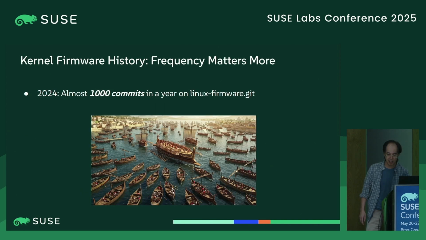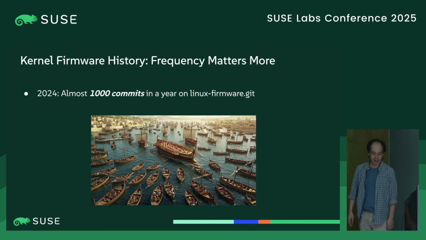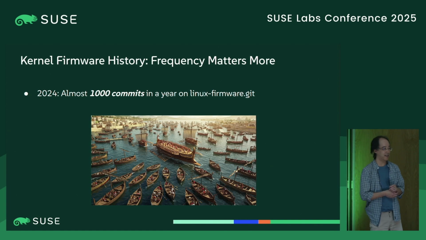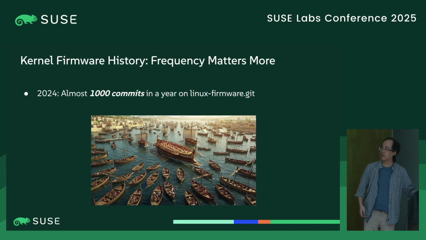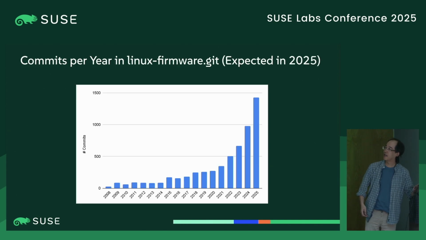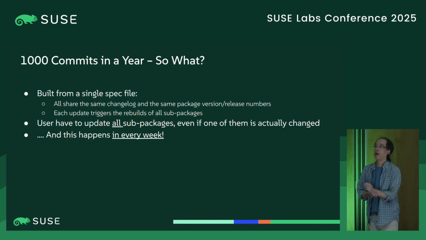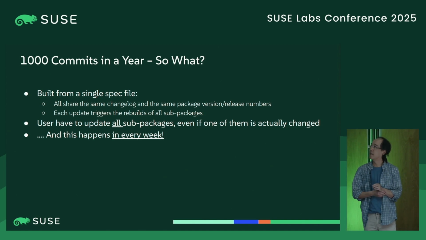The next problem is that frequency matters. Last year, the Linux firmware Git tree received more than 1,000 commits in a year. So what does that mean? Well, next year will be even more, expected almost 1,500. In any case, it has accelerated in recent years. And so there was a problem with thousands of commits in a year.